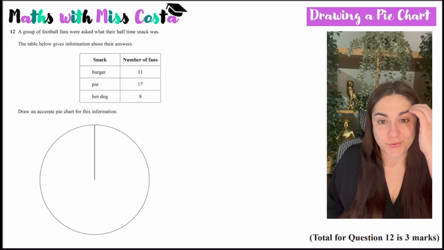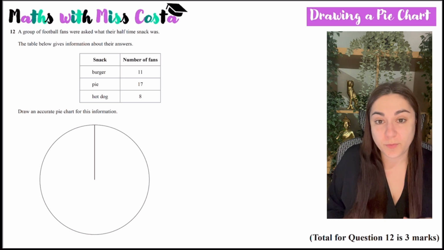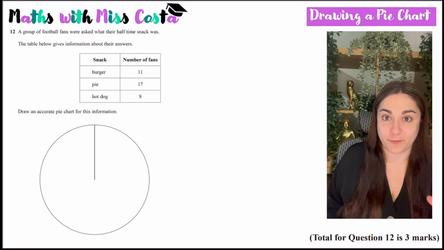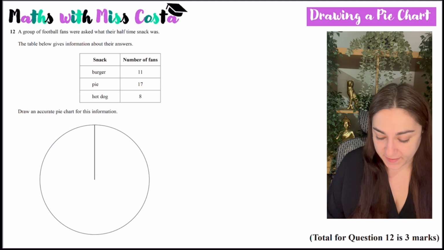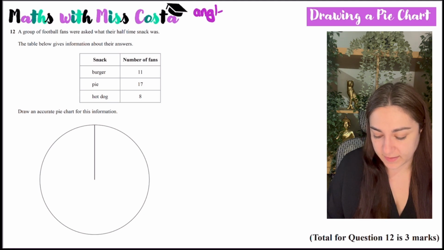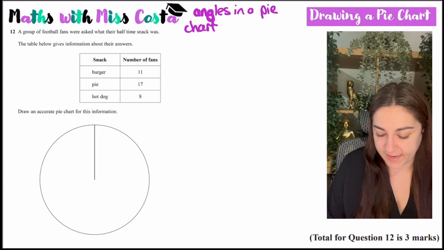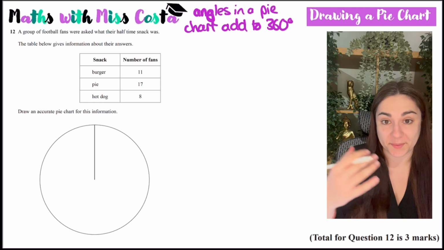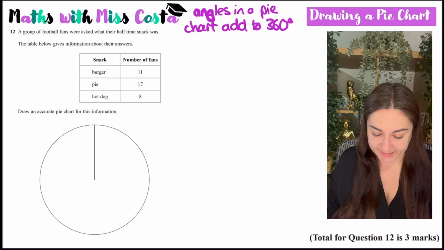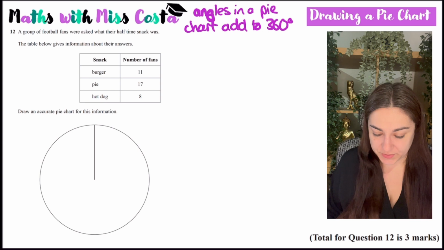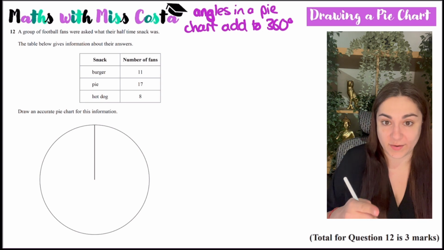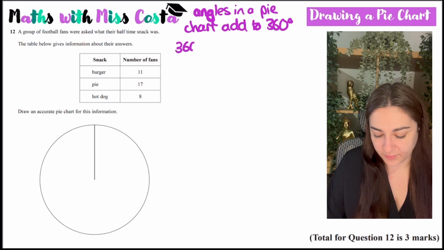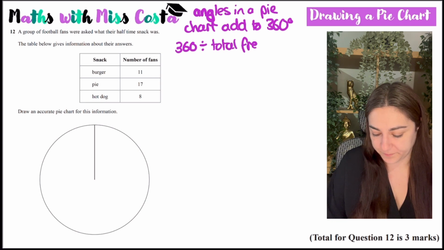Okay, next we have to draw an accurate pie chart. So to draw a pie chart, there's one really key piece of information that we just need to know, and that is the angles in a pie chart add to 360 degrees, and that's because a pie chart is also a circle, and angles in a circle sum to 360. So what I always do to figure out how much one person or one thing is going to be on the pie chart, I do 360 divided by the total frequency.